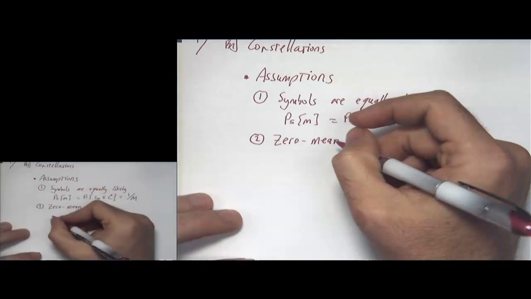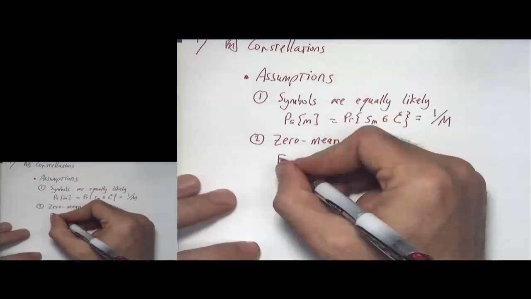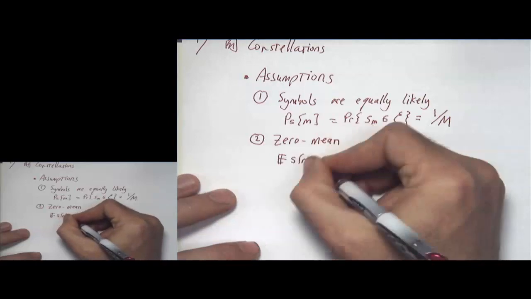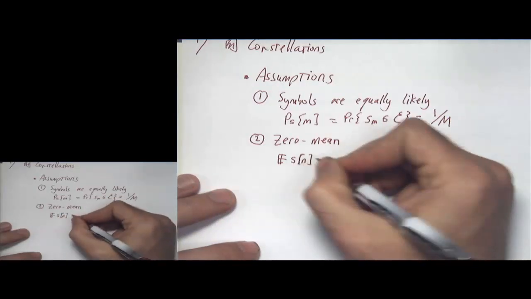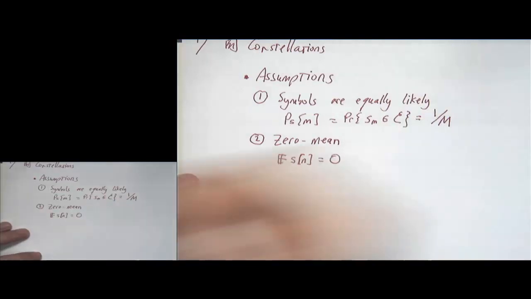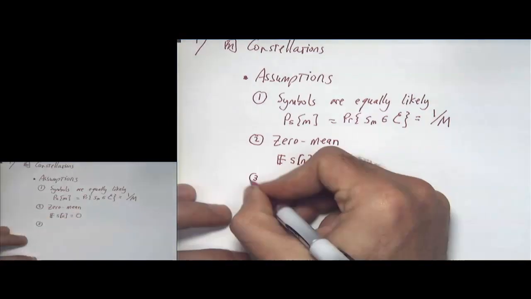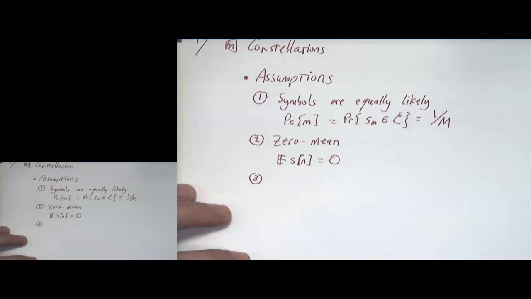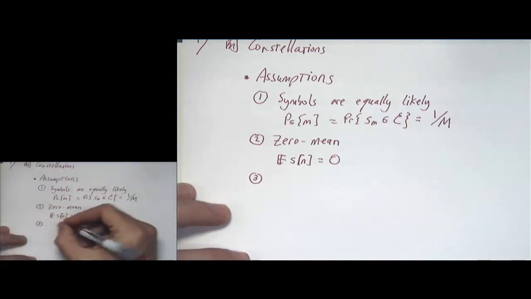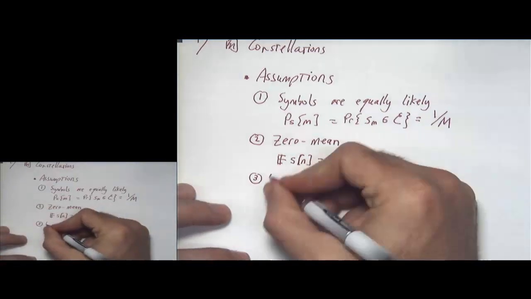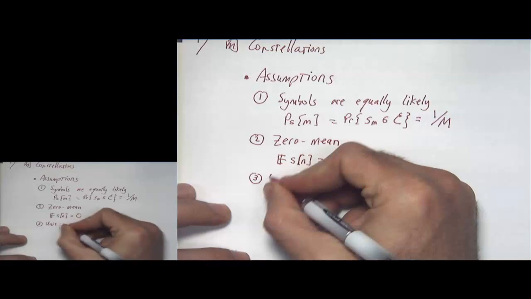And so what this is going to mean is that the expectation of this symbol sequence S of n, treating it as a discrete time random process, is going to be 0. And this is usually the case in most books as well, also without telling you. And it's true for almost all constellations. I can think of one special case that's not. And then the final thing is that we're going to assume that it's unit energy.